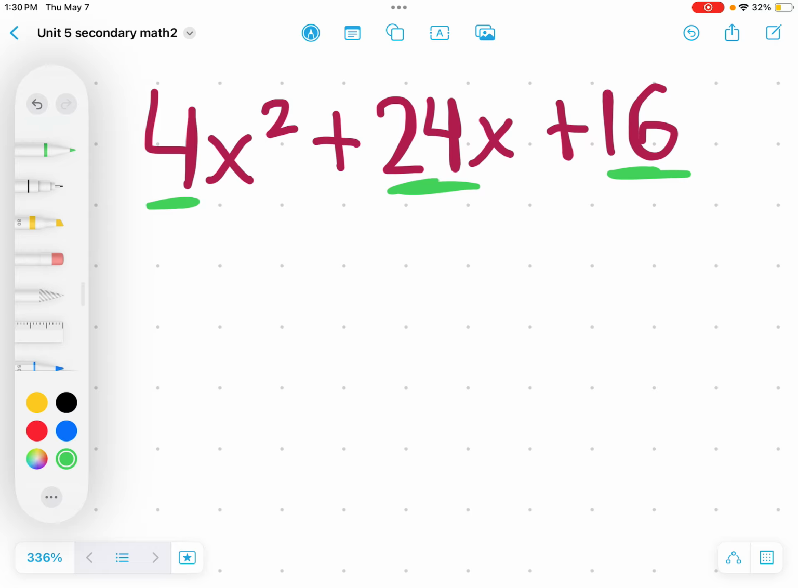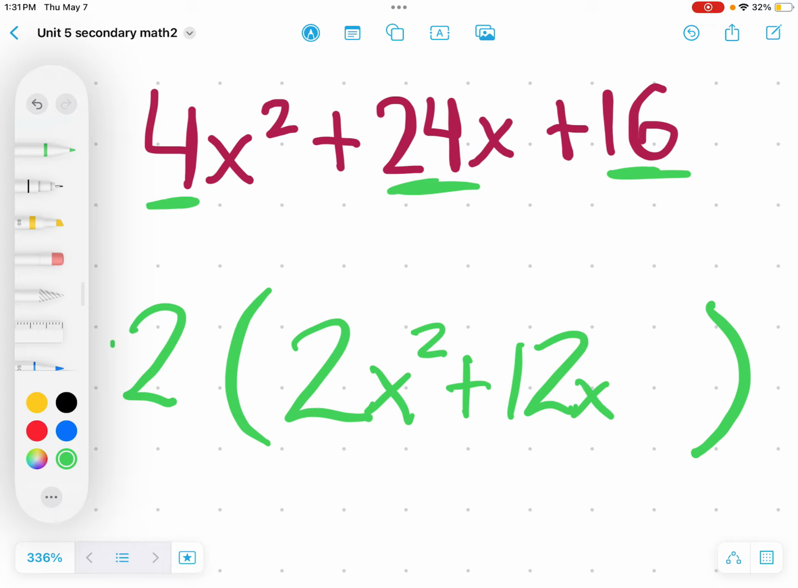2 squared. Okay? 4 divided by 2 is 2. And I still have the x squared. 24 divided by 2 is 12. And then 16 divided by 2 is 8. Now look at the numbers you have in here.